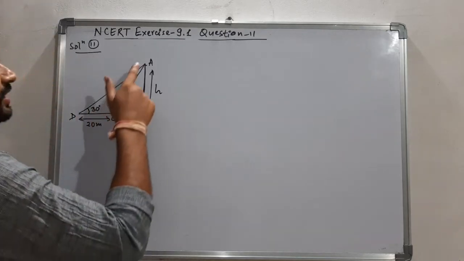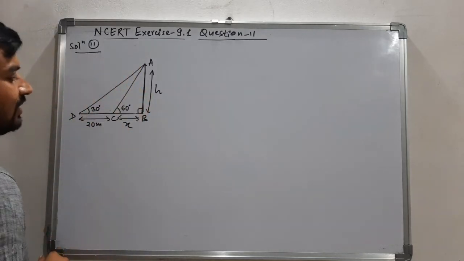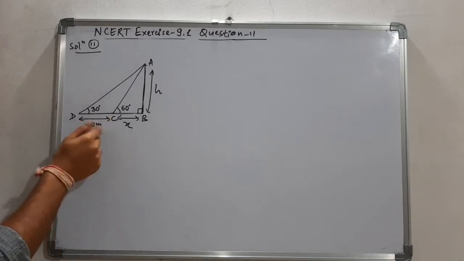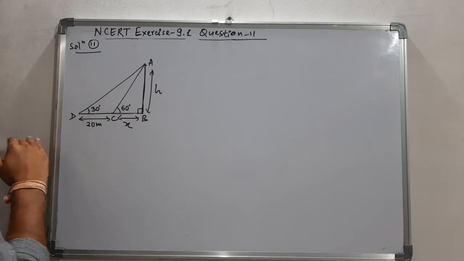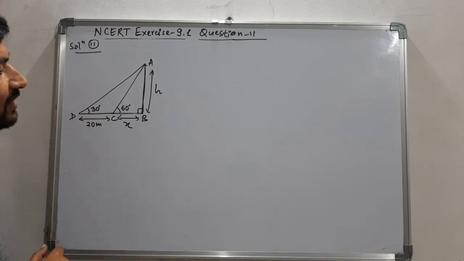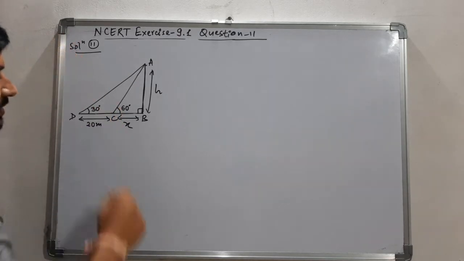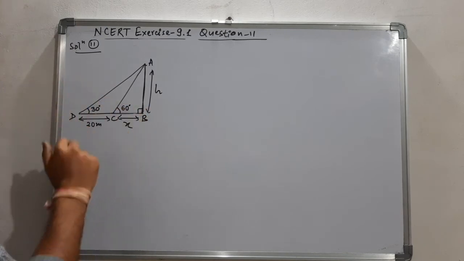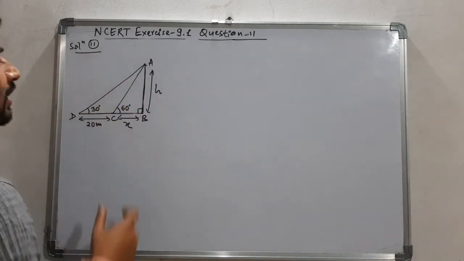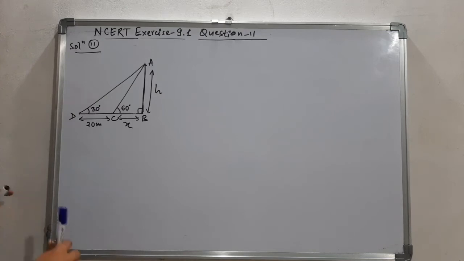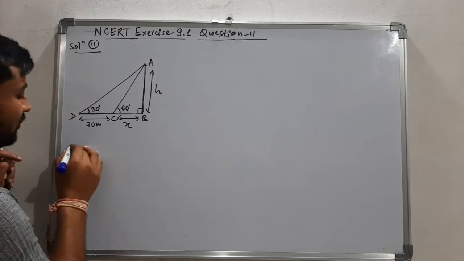From this point the angle of elevation of the tower is 60 degrees. Now we have taken another point which is 20 meters away on the same side of that point, from where the angle of elevation is 30 degrees. Here we have to calculate the width of the canal, that is CB, which I assumed here as x, and we have to calculate the height, which I assumed here as h. So let us start this question by taking one of the triangles.